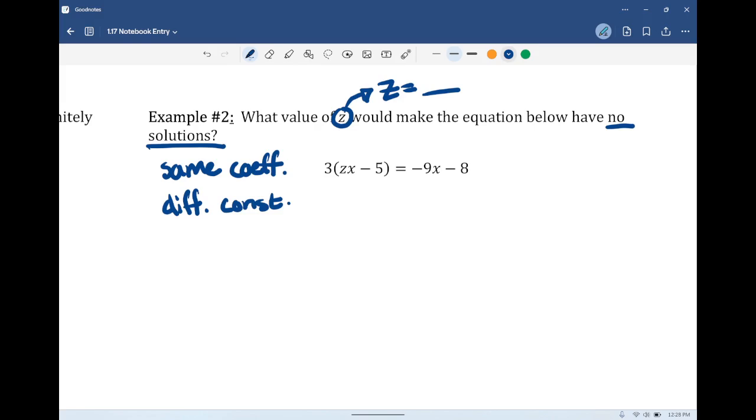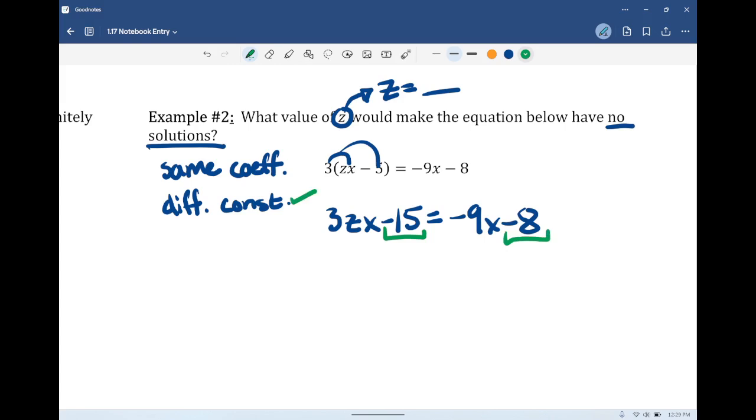Again, much like we saw in the first example, I actually can't make any inferences because the distribution is there. And so let's distribute this 3 first. 3z x minus 15 is equal to negative 9x minus 8. Okay. Again, the constants right now are locked in. I cannot adjust the constants. And so let's confirm that they are different. Negative 15 and negative 8. Are those different? Yeah, okay.